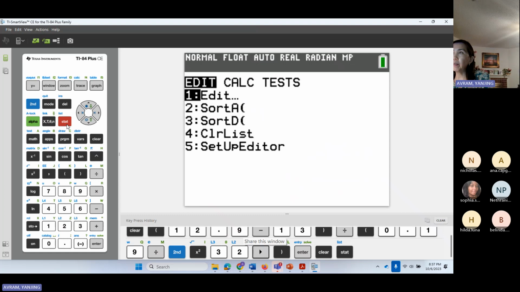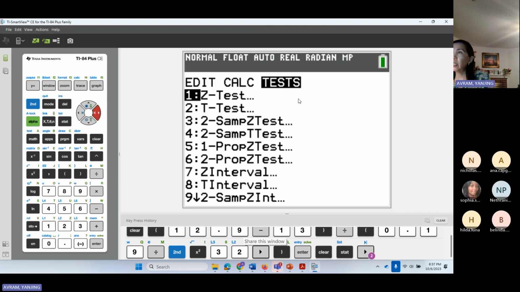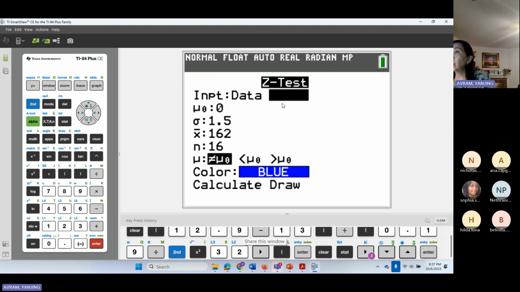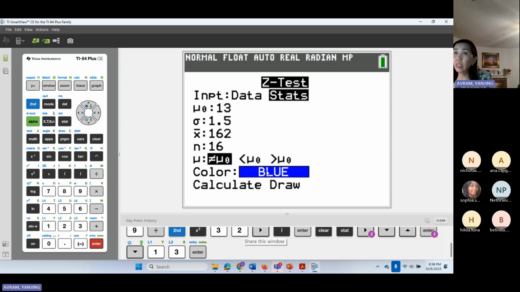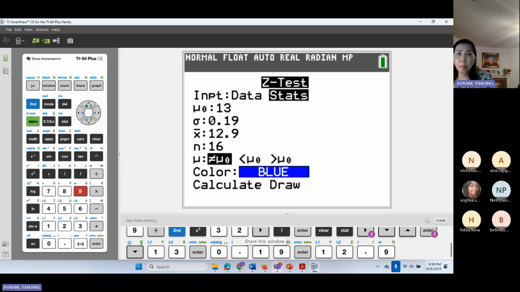Let's see how we do this whole thing in a calculator. We go to the test, and this time we use the hypothesis test. We already identified we're going to use the z-test, so the first one highlighted is the z-test. We hit enter. We already know the sample statistics, so we use Stats. Hit enter again, and then we input the values: mu here is 13, sigma is 0.19, x bar is 12.9, and n is 32.